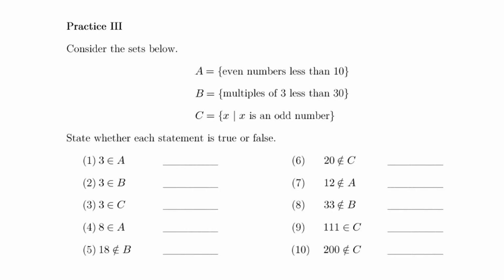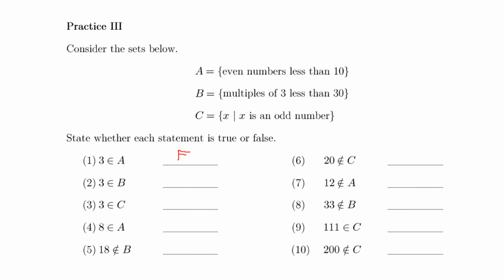So here we talked a while ago about the concept of elements. We can say that a certain member is an element of a set if we can find that member in the set. Let us say here, number 1, 3 is an element of A. So the question is, can we find 3 in A, saying that A is the set of all even numbers less than 10? That is false, because 3 is not an even number. Number 2, 3 is an element of B.